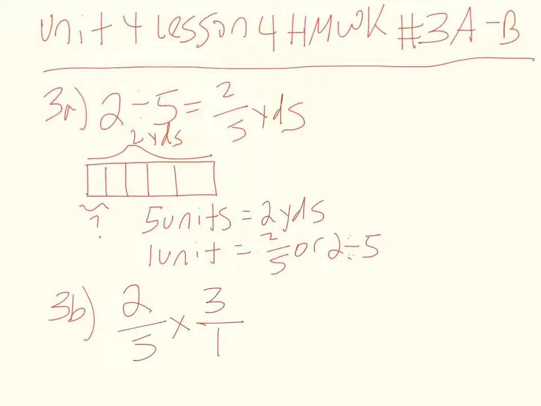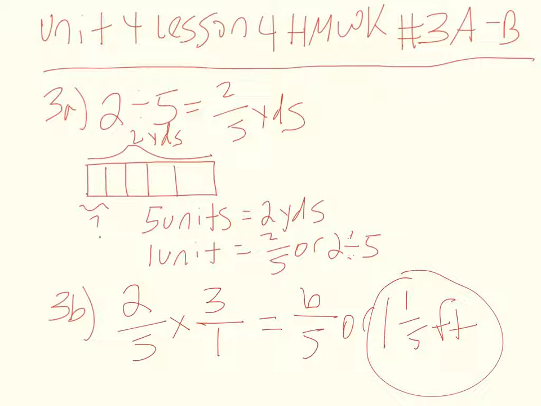So to multiply fractions, I have to take that whole number and put it over 1. And now I must do top times top, 2 times 3, bottom times bottom, 5 times 1, and I get 6 fifths, which I must change to a mixed number of 1 and 1/5. So my answer is 1 and 1/5 feet.